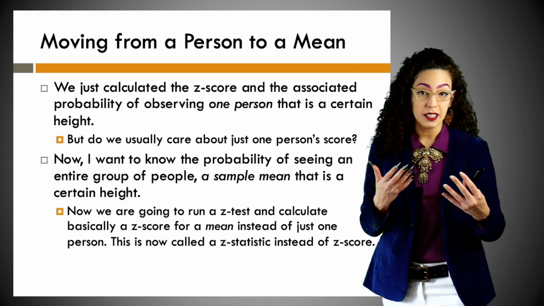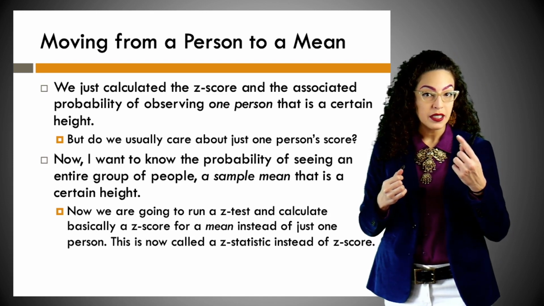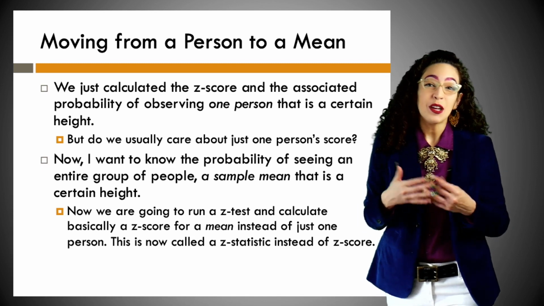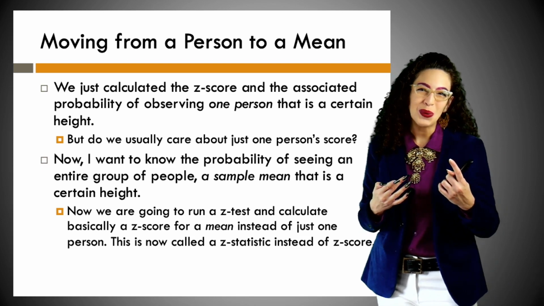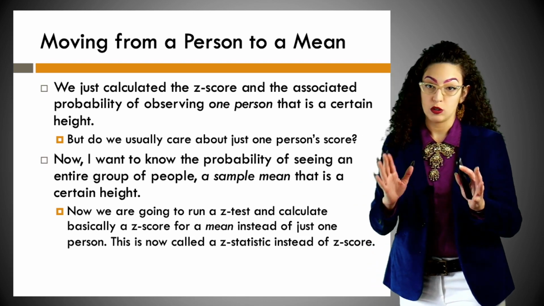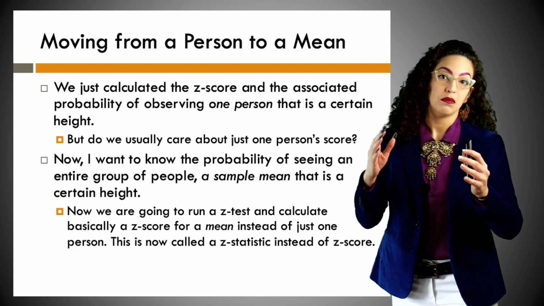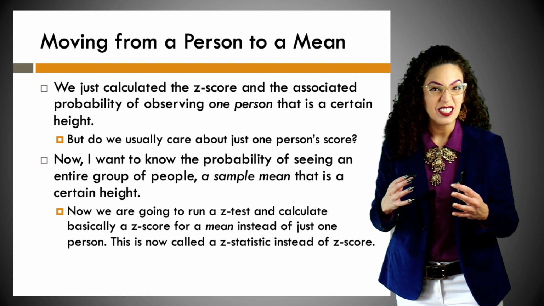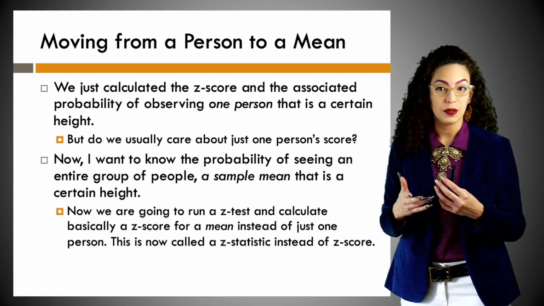We just calculate the z-score for one person, trying to figure out the probability of seeing one person that is a certain height, for example. But that's all well and good. Do we usually care about just one person's score? Not really, unfortunately. I mean, you are beautiful and great, and I very much care about your z-score, but if we want to make some bigger inferences about the population, we have to start dealing with a mean rather than just one value, one person's score.